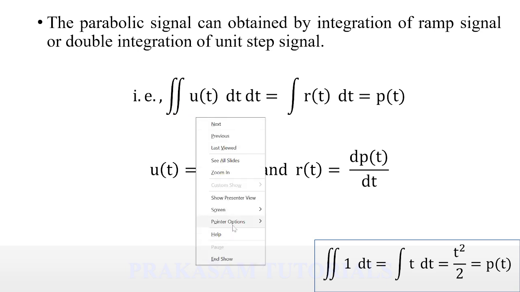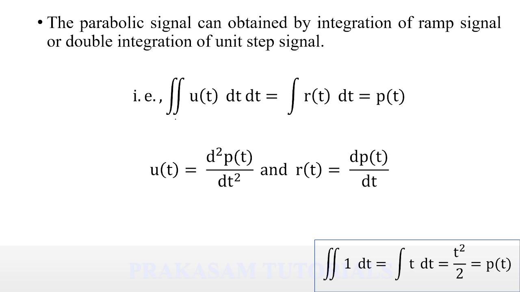So here the integral of the unit step signal is ramp signal, which is equal to integral r of t dt. So using the definition of the ramp signal, r of t is t. So here substitute r of t is equal to t, integral t dt. So integral t dt is t square by 2. So t square by 2 is the definition of the parabolic signal.